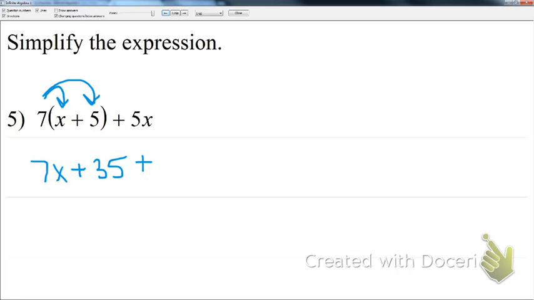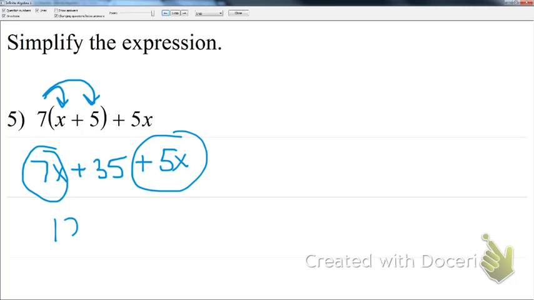Then did you carry down your 5x, because the term is outside of the parentheses? After you've distributed, you're ready to combine your like terms. You combine your positive 7x to your positive 5x. You get 12x. And then just copy down the only constant in the expression. So your final answer should be 12x plus 35.